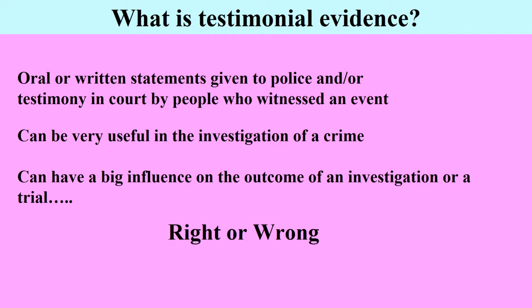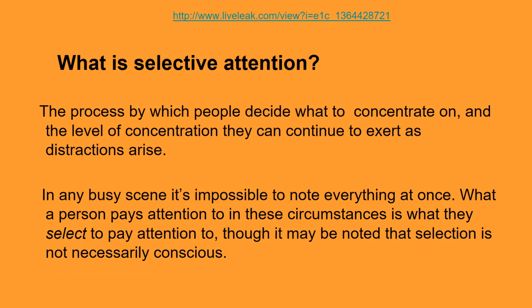What is testimonial evidence? It is oral or written statements given to the police by people who witnessed the event. It can be very useful, and it can have a huge outcome in an investigation, but it can be right or wrong. Why could it be right or wrong? It's called selective attention. People decide what they want to concentrate on, but not really. They can decide what to concentrate on, but it's not necessarily a conscious decision. In a busy scene, it's impossible to notice everything at once. What a person pays attention to is what they select to pay attention to, so it's not necessarily conscious.